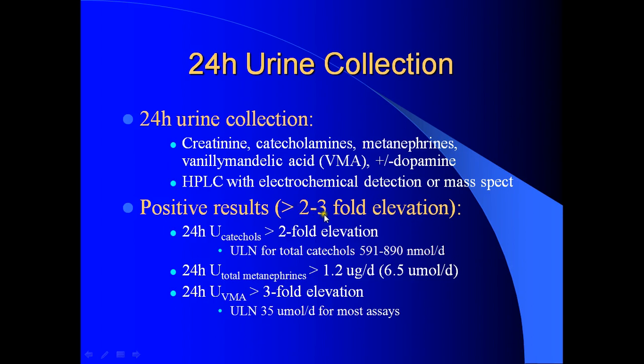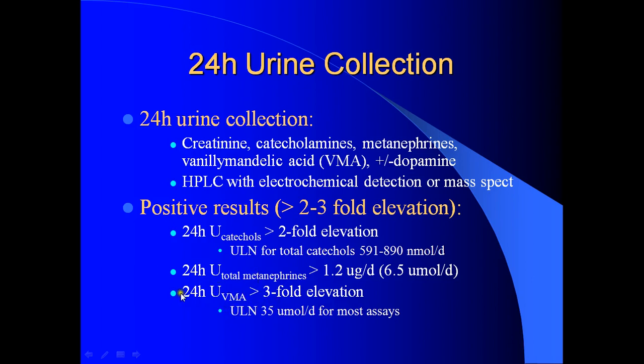Positive results are 2 to 3 folds, meaning the levels are more than 2 to 3 folds. If total urinary catecholamines are more than 2 folds the upper limit, or urinary total metanephrines are more than 1.2 microgram per dl, and urinary VMA is more than 3 folds elevated. So if you're doing the catechols, the level should be 2-fold the upper limit, and if you're doing VMA, then it should be 3-fold elevation.